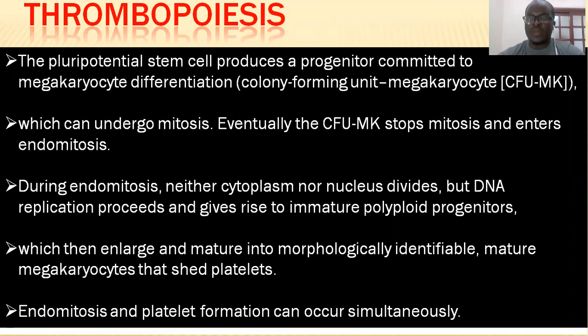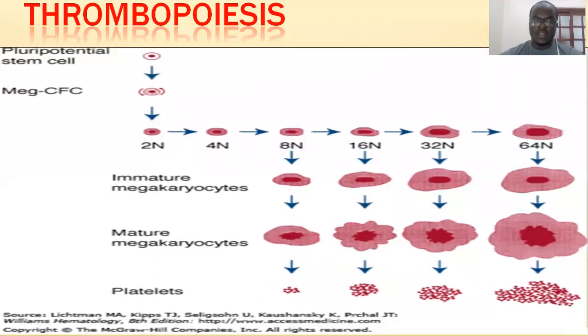Endomitosis is whereby the cell is not dividing, the nucleus is not dividing, but there is proliferation of the DNA material. Because there is a lot of proliferation of the DNA material, it results in the formation of polyploid progenitors. These polyploid progenitors will have a lot of genetic material, the DNA, the chromatin, and also the chromosomes. That results in the cell becoming bigger because the cell is no longer undergoing mitosis, but there's a lot of replication of the DNA within the nucleus. The nucleus is still intact, but becoming bigger because of that replication of the DNA. So this is what is happening.